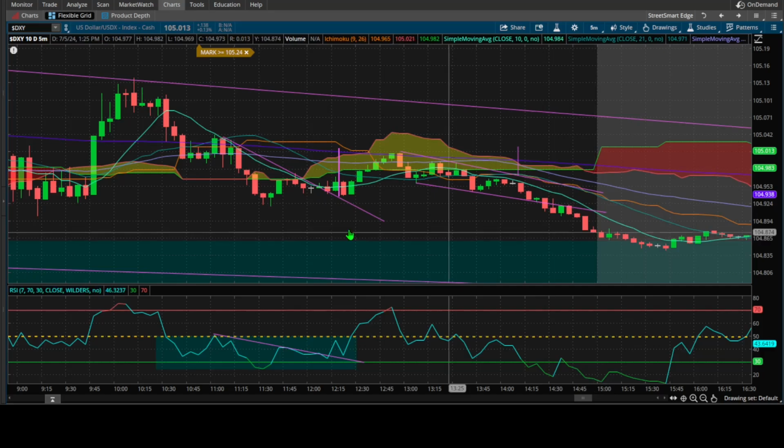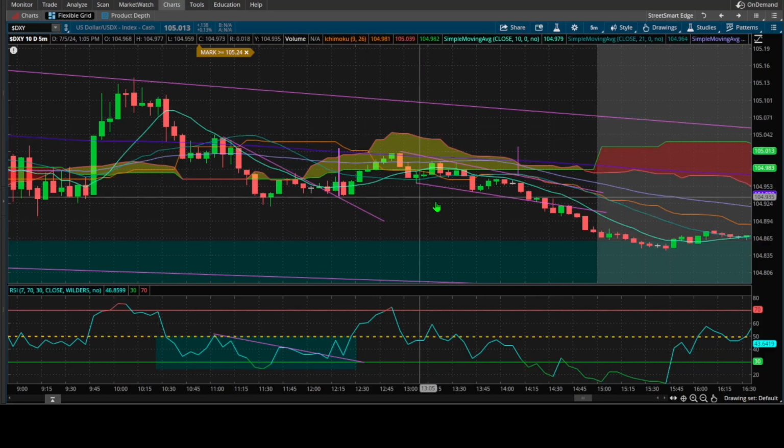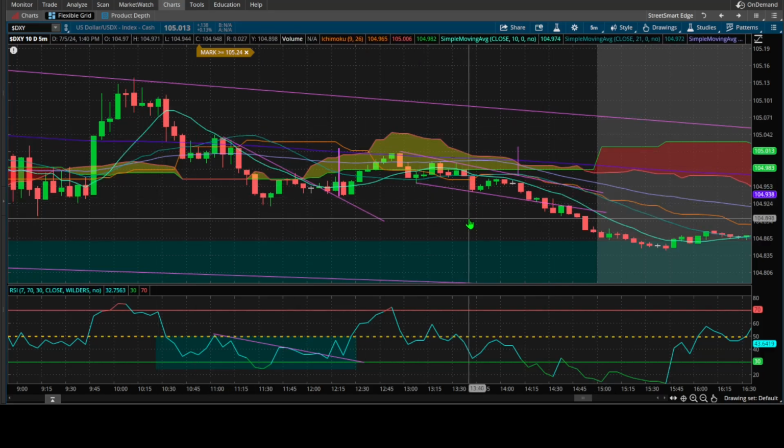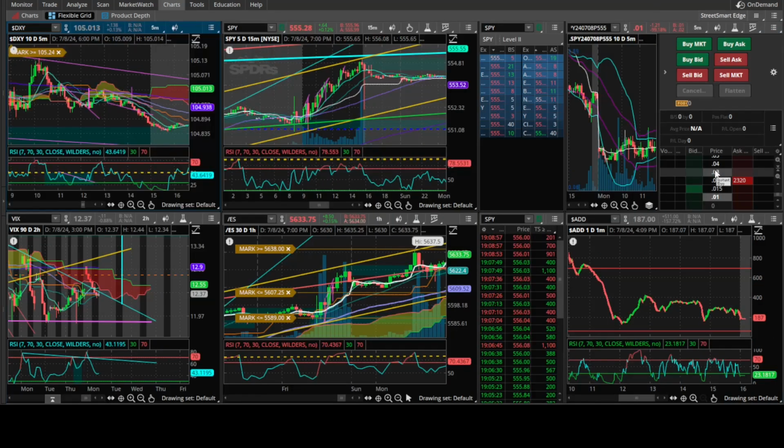But throughout this, as the dollar was selling off, I actually added like 10 shares of SLV to my retirement account because we were near support in there. And I got stopped out on those today for a small profit. But this is what I was following on the dollar throughout the day.